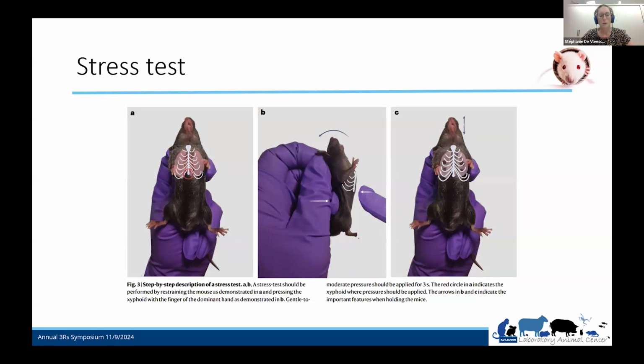So you take the mouse, you put pressure on the xiphoid, and you see how the animal responds to that. If it gets difficulty breathing really quickly after you have applied pressure, this is an endpoint. And in the paper that was published about this, they call it a PAM test or the stress test, they were able to avoid spontaneous mortality in a lung metastasis model.